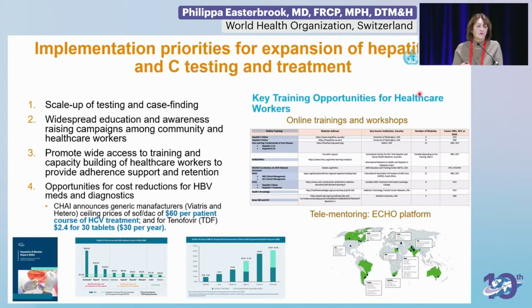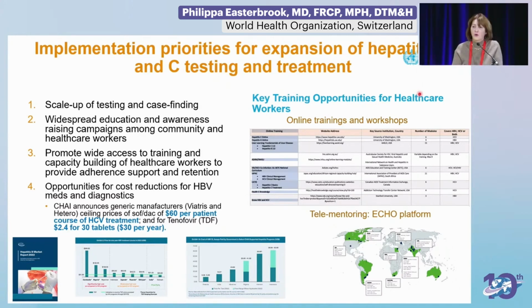So just to finish, what are the obvious implementation challenges and priorities as we move to substantially expand access to treatment? And that is case-finding strategies. Every national program needs to have a well-thought-through approach to, be it community-based testing, nesting into HIV to really expand access. There needs to be much more community education and awareness, just as has been happening for hepatitis C in those high-burden countries, and training the healthcare workers. And this is just a summary of the online trainings, covers both B and C, as well as some of the mapping of the tele-mentoring and ECHO platforms, which really are superb.